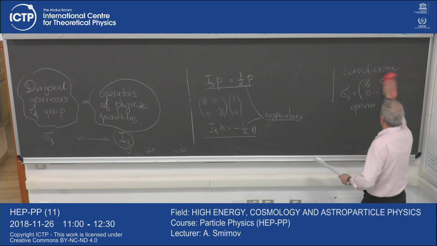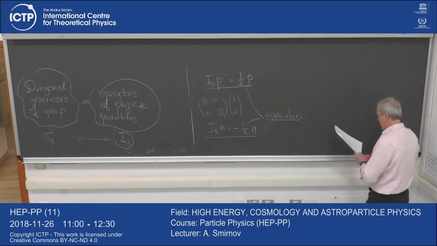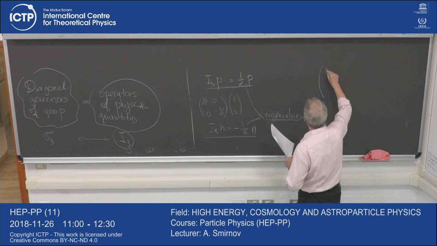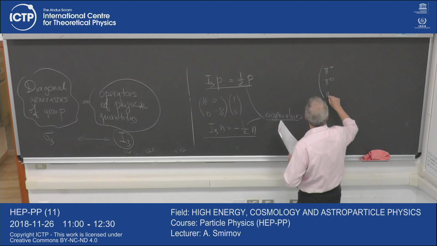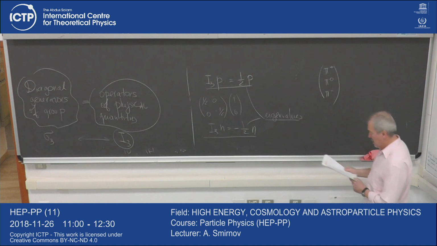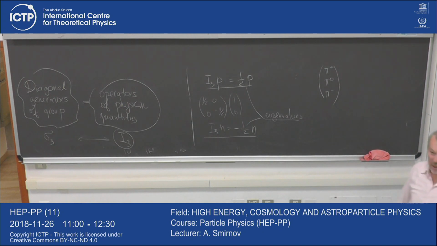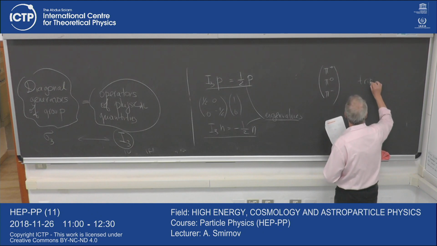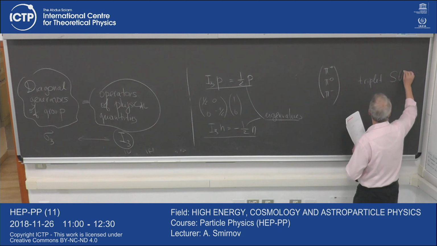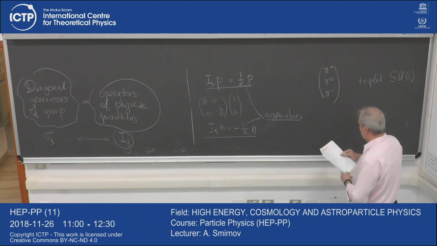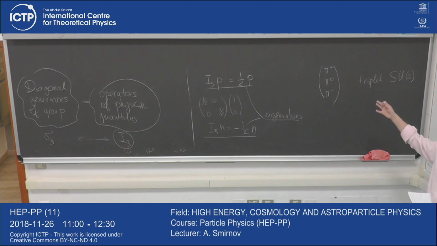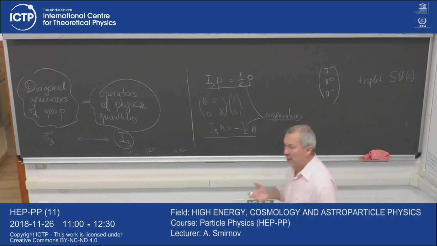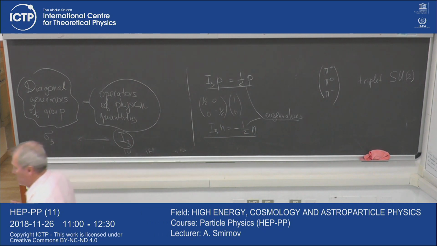Now, another example is the triplet of pions. We have pi plus, pi 0, and pi minus. SU(2) has triplet representations, right? It has all kinds of representations, quartet and so on. So this can be considered as a triplet of SU(2). This triplet is transformed by the adjoint representation of the SU(2) group, which has dimension 3 times 3. These are 3 by 3 matrices.